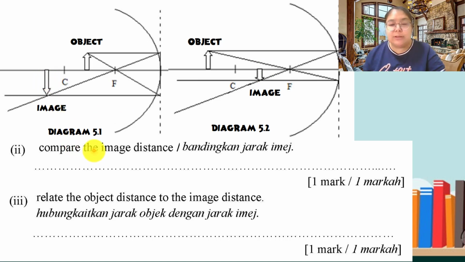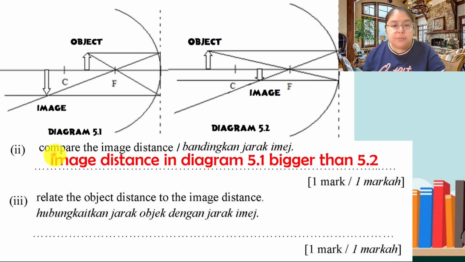If you don't know how to start the question, you just copy the question: the image distance is, then you do the comparison. Image distance in diagram 5.1 is bigger than 5.2. You just add bigger or smaller. That means you just refer to the diagram, then you can do the comparison. After comparing, we need to do the relationship. Relate the object distance to the image distance. Can you see the object distance is further and the image distance becomes smaller? Yes or no?